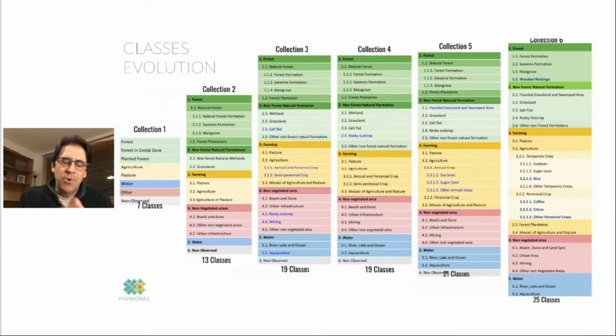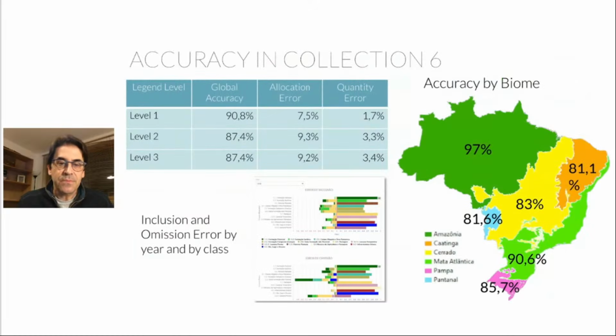So we work in a way that we evolve the classes that we are mapping over the years in different collections. We start at the beginning of the project in 2015, trying to map just 7 classes for 8 years. And then as we go year by year, we are increasing the number of classes that we are mapping. So we are learning to classify each one of those classes. And so the maps are getting more detailed, more updated with newer information, and also with a larger time span. And so we are now on collection 6, which goes for 25 classes over 36 years.